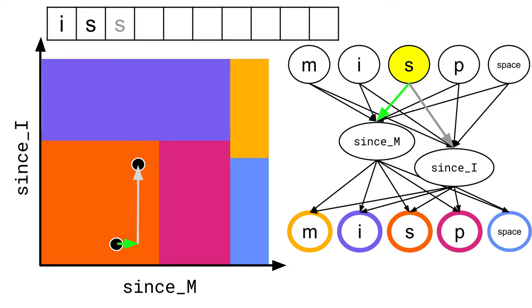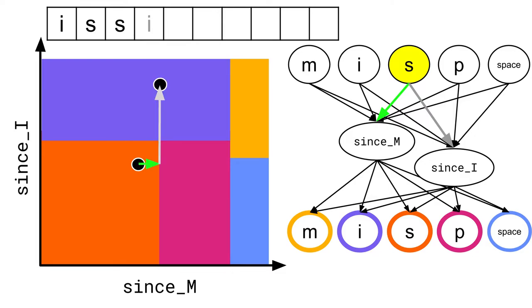Because the input letter is not an I, we will have the weight to the since I node be a medium-sized positive number. After that vector is applied, the hidden nodes are still in the region where the S output node is activating the most. Therefore, the prediction is an S.